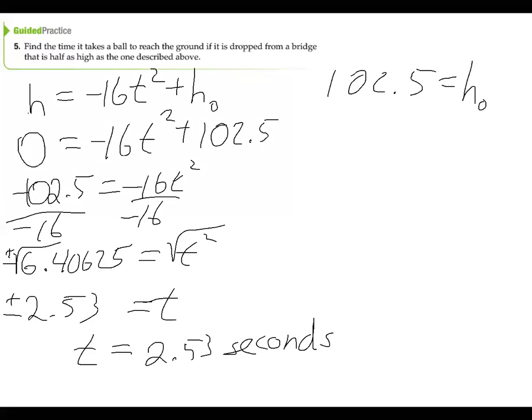So the first half of the trip probably took 2.53 seconds when it was dropped from the 205-foot height. But the second half of that trip, it was going a lot faster, so it did it a lot quicker. So don't think you just cut the time in half.